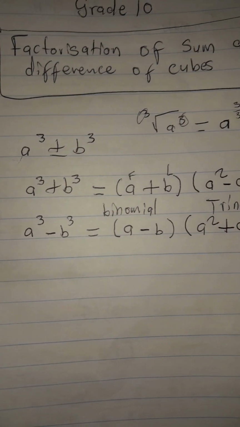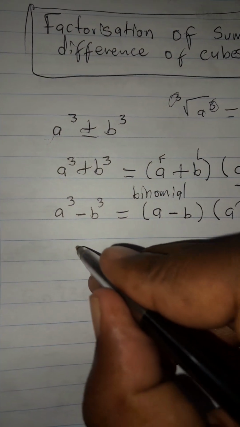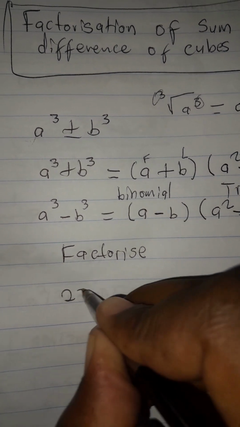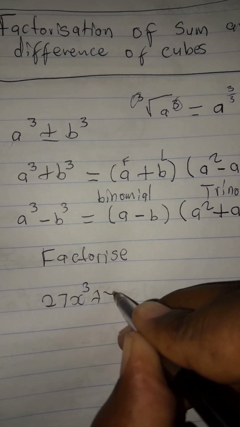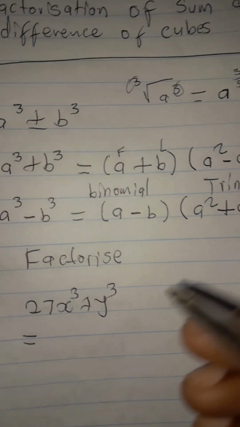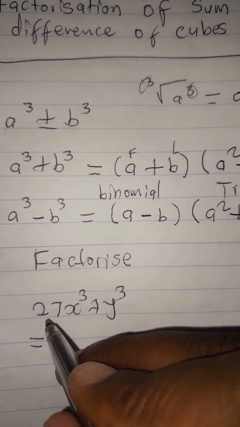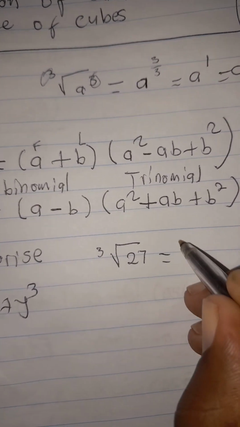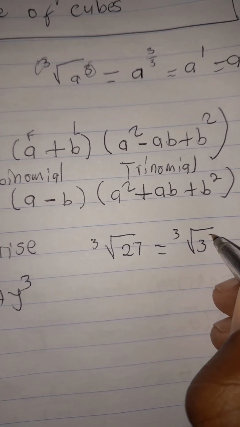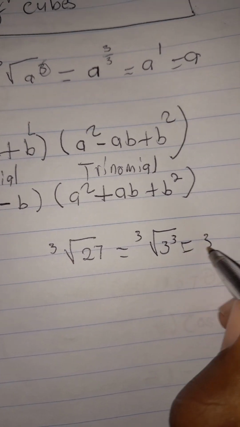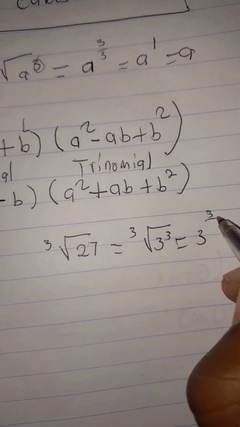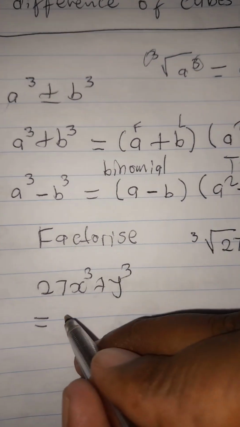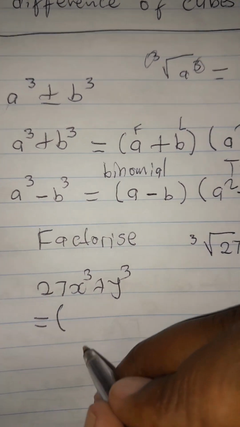Let's consider these typical exam questions. Let's consider they want you to factorize maybe 27x cube plus y cube. So what is the cubic root of 27? Let's change 27 to exponential form. That will be 3 to the power of 3. So this is a numerator and a denominator, 3 all over 3, that is the same as 3 all over 1. So 3 all over 1 is the same as 3. In other words, the cubic root of 27 is 3.